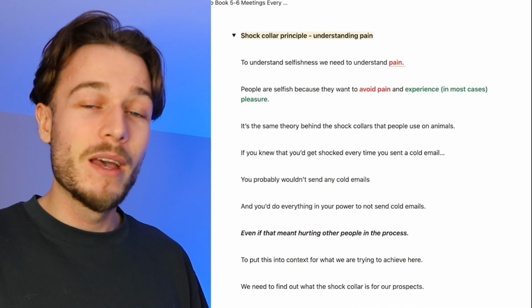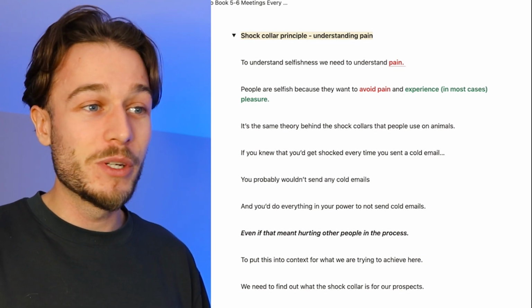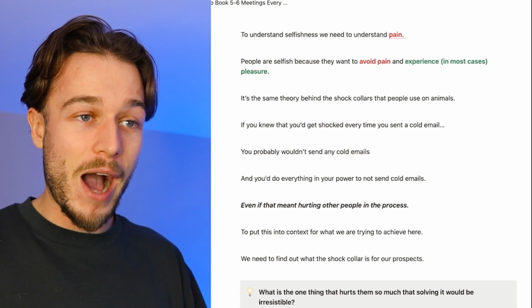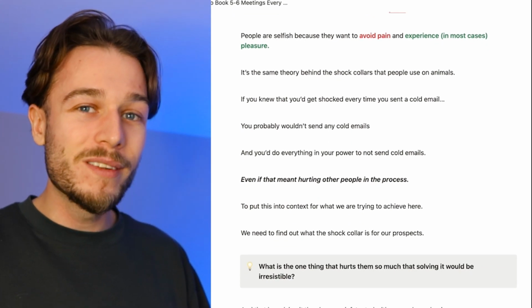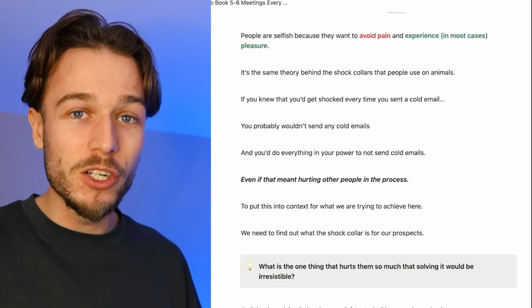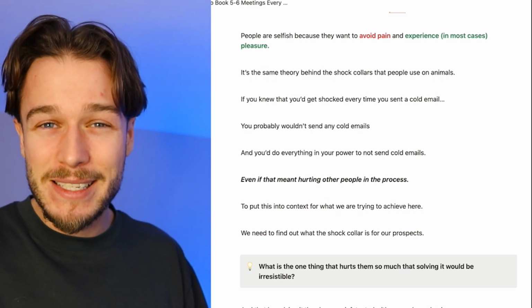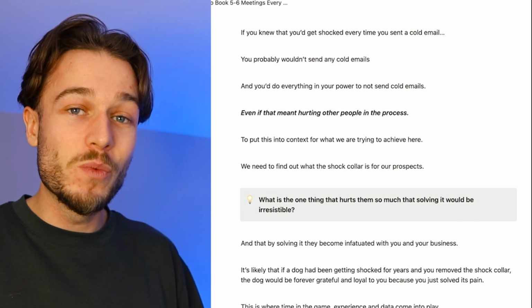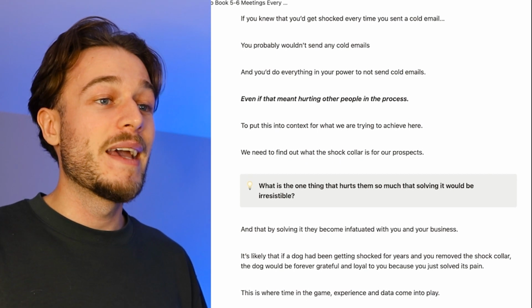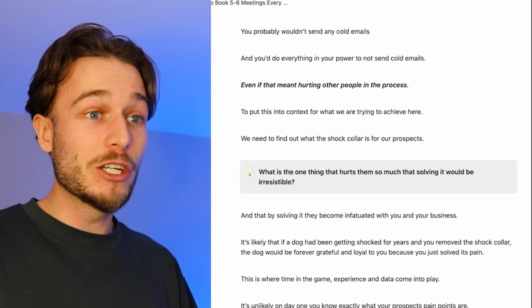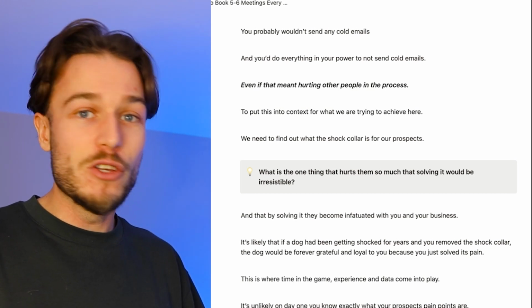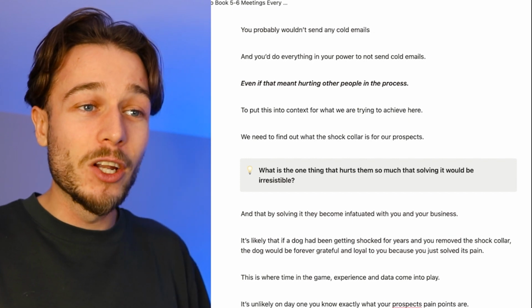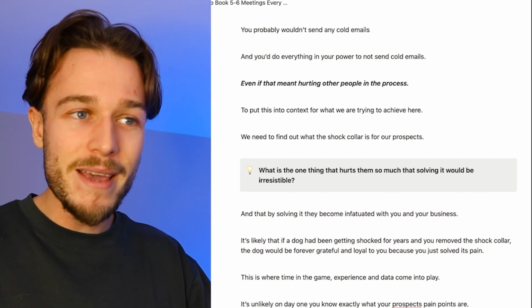And you'd do everything in your power to not send cold emails, even if that meant hurting other people in the process. To put this into context for what we're trying to achieve here, we need to find out what the shock collar is for our prospects. What's the one thing that hurts them so much that solving it would be irresistible to them? And that by solving it, they become infatuated with you and your business. It's likely that if a dog had been getting shocked for years and you removed that shock collar, the dog would be forever grateful to you and loyal to you because you just solved its pain.